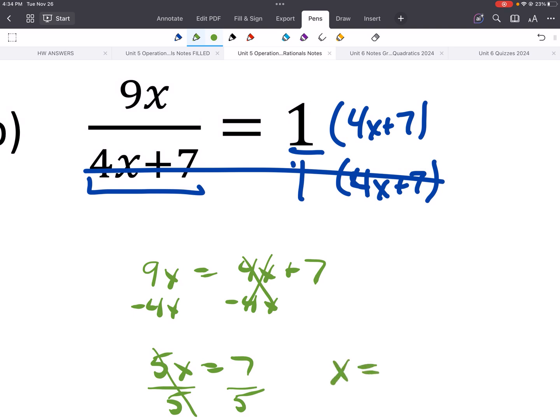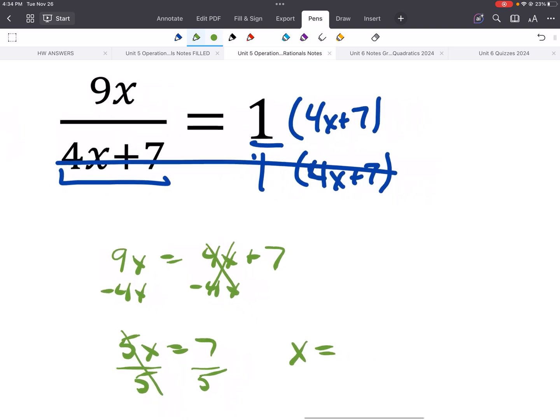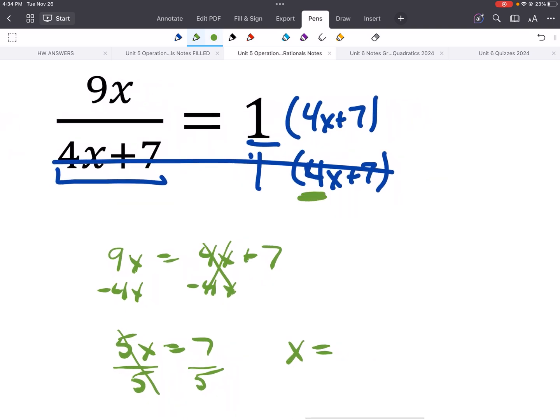And then excluded values. Again, this one's a little trickier because we have a coefficient, but I would just set it equal to 0. We could subtract 7, and then divide both sides by 4. That would give us negative 7/4.